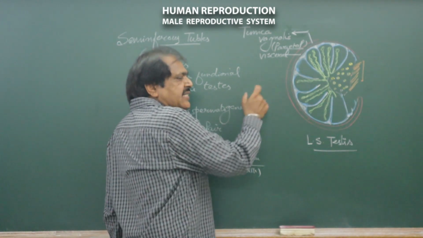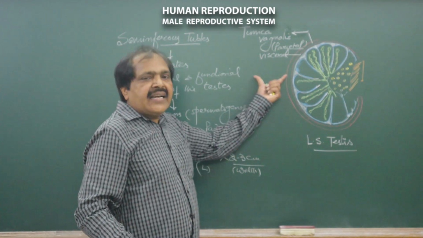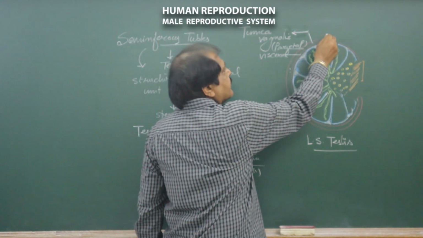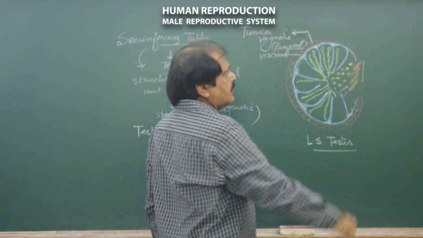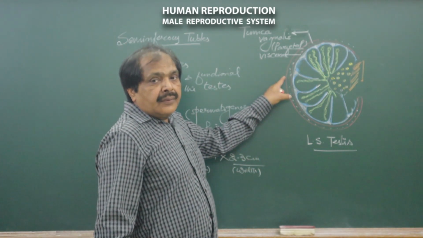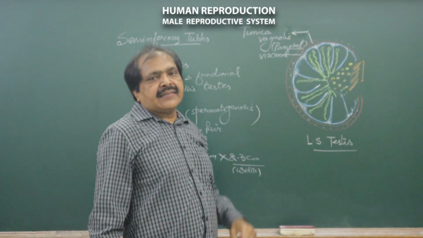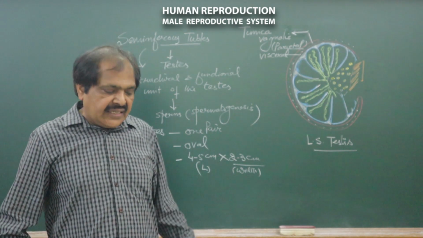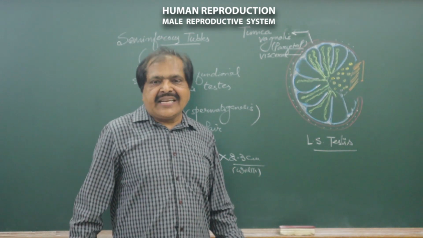Between the two, that is parietal tunica vaginalis and visceral tunica vaginalis, there is a little fluid present. This is the fluid. It is present in little quantity. If the amount of this fluid increases in the tunica vaginalis, then it causes hydrocele, that is swelling of the testis, that we will talk in the next lecture.